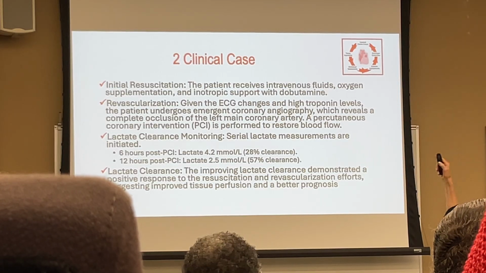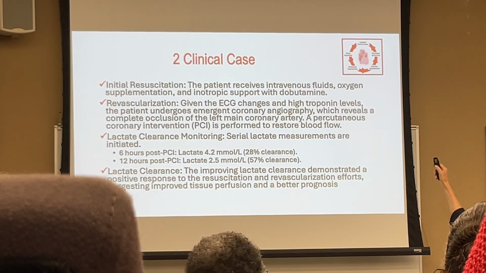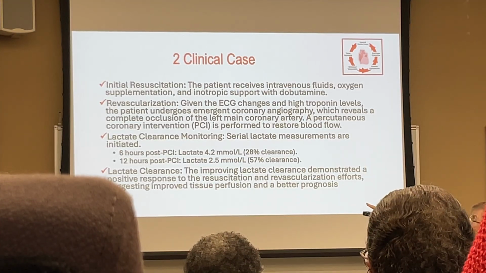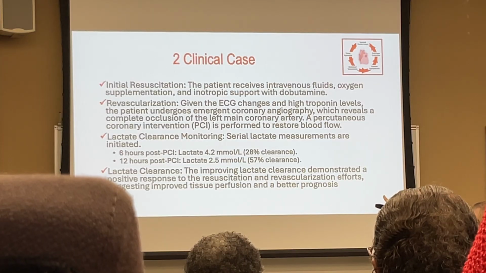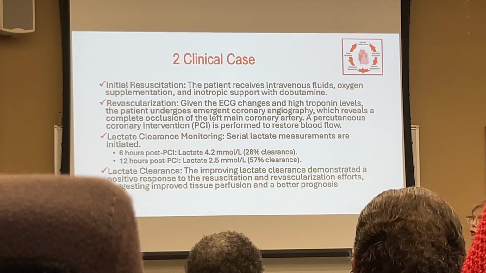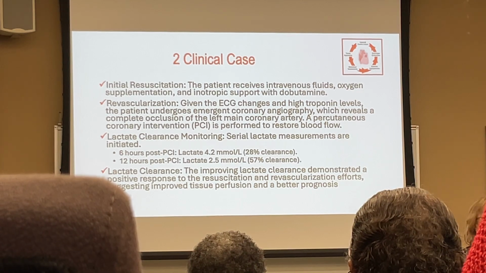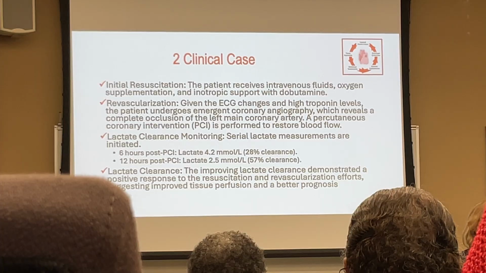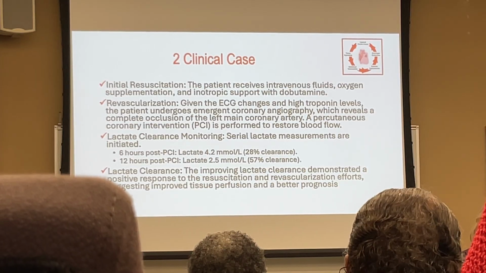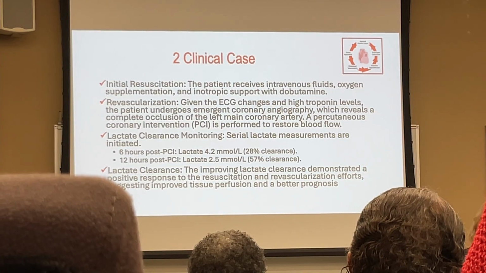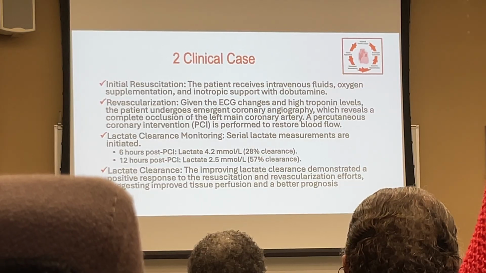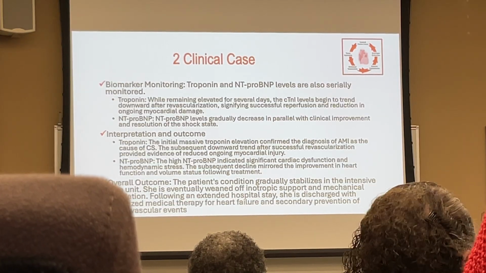So she gets IV fluid, oxygen supplementation, inotropic support with dobutamine, and then what I want you to see here is her lactate clearance. So 6 hours after her PCI, 28% clearance, good. 12 hours, 57% clearance, good. I can then say, even though I needed some vasopressor, my inotropics and my fluids have worked for her. If I put somebody on vasopressor and their lactate clearance is less than 10%, I'm not doing the right thing. So it gives us a much broader view to evaluate our patients very well.